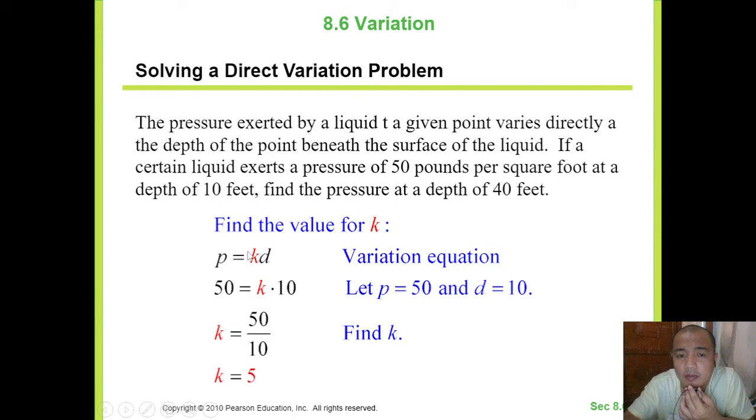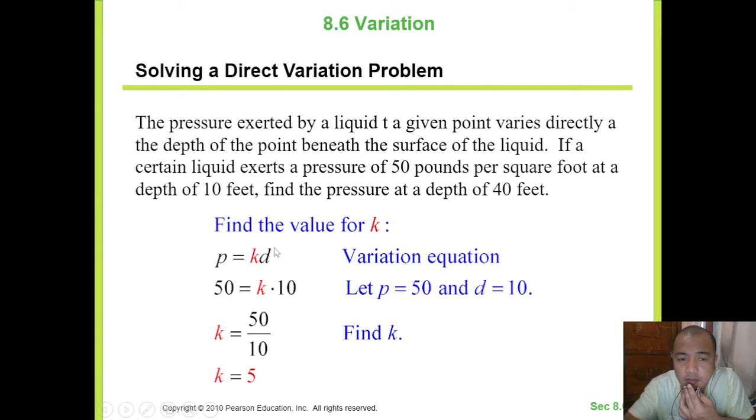Divide P by D. That's a shortcut. So the variation equation is P equals KD. Substitute 50 equals K times 10. Divide both sides by 10. 50 over 10 is K. That's equivalent to 5. So the constant of variation is 5.